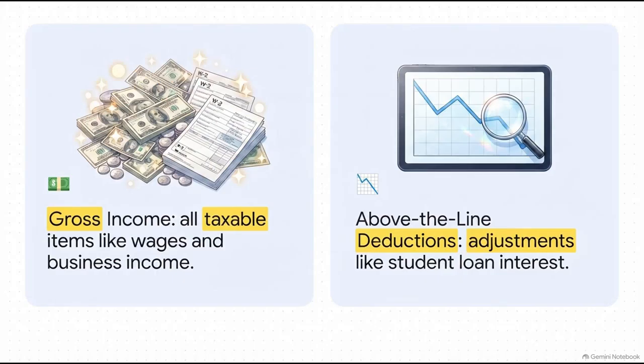To quickly demystify the math here, your AGI is simply your gross income, which is all your taxable stuff like wages, dividends, and business income, minus your above-the-line deductions. These deductions, which are sometimes called adjustments to income, are things like student loan interest, educator expenses, or deductible self-employment taxes. You subtract those, and the resulting figure is your AGI. That's the golden number the IRS uses to verify your identity.